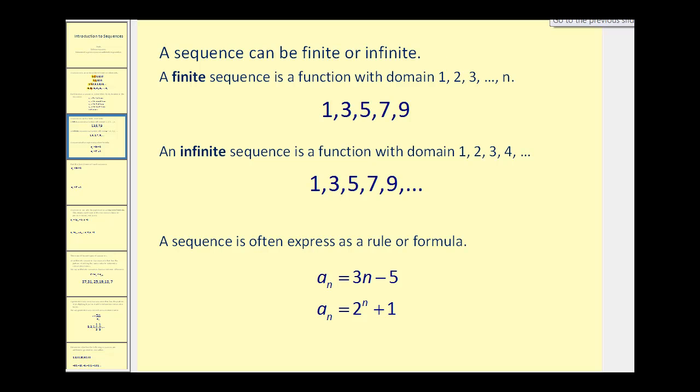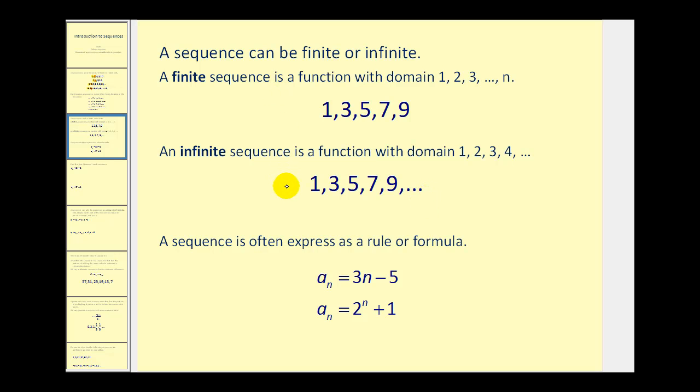There's also two types of sequences. There's a finite sequence and an infinite sequence. A finite sequence is a sequence that has a specific number of terms, as we see here, and then it stops. An infinite sequence, as we see here, continues on forever, and we know that because of the ... on the right.